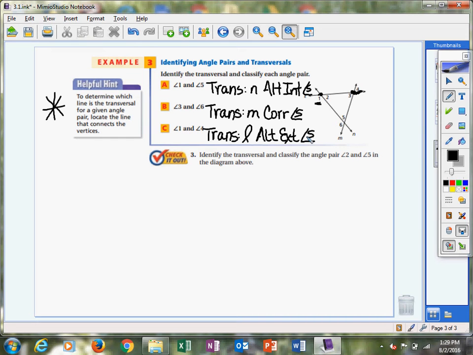All right, I'm going to give you some extra credit. We haven't had it in a while. I'm going to clear up that drawing so you can see it there on your paper and on the video. Identify the transversal, so that's step one. Then classify the angle pairs 2 and 5 in the diagram above. So this will be a +1 for you. We're going to check and see your understanding of this particular concept. Please bring your questions to class tomorrow.